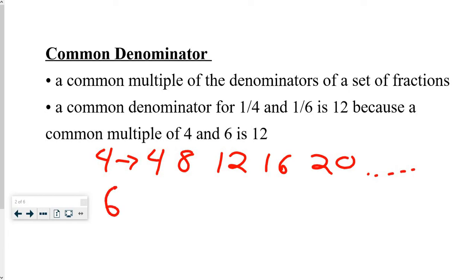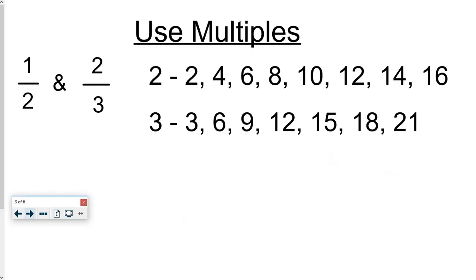When we take 6, we have 6, 12, and right away we know we can stop right there because 6 and 12, those are common. So we can go to the common denominator. So use multiples. So 1 over 2 and 2 over 3. So we need to worry about the bottom. When we do this, we don't worry about the top, because it's a common denominator, and we'll worry about the top afterwards.